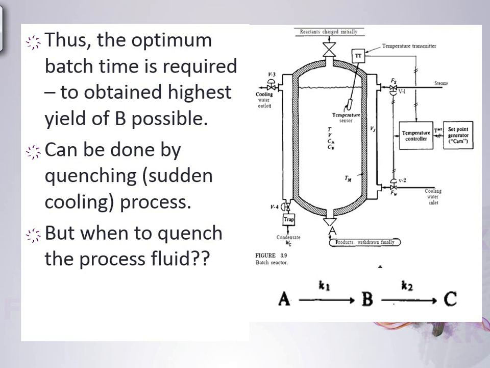Okay, we have to determine when is the optimum batch time required to obtain the highest yield of the B possible, because B is your product. So you want to know when to stop. You have the highest of B, you don't have much of C. What can be done is you can actually quench, sudden cool of this process. Why do we sudden cool? Because when we quench it, the temperature starts to go down.